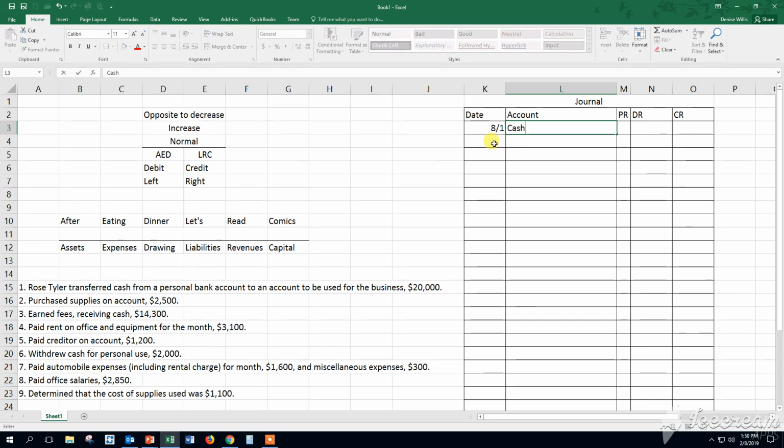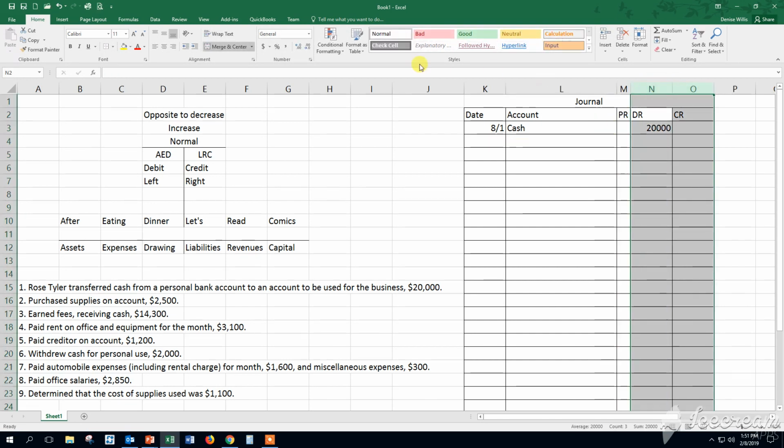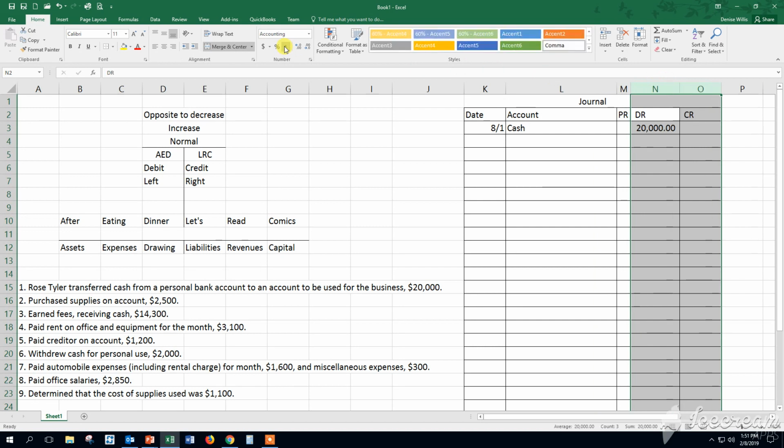So here's a cash account. I'm skipping the posting reference for now because you don't use that till later. And I give it the $20,000 debit balance. Okay, let me do some formatting on here so it has commas. I really don't want the dollar sign. Oops, wrong way. There we go.